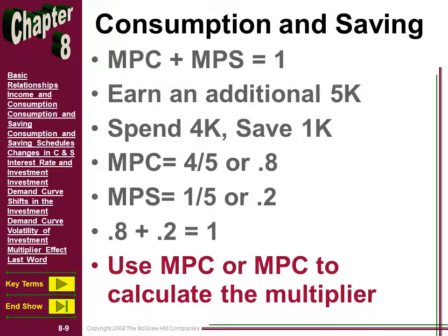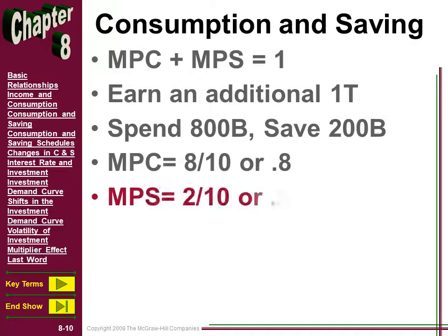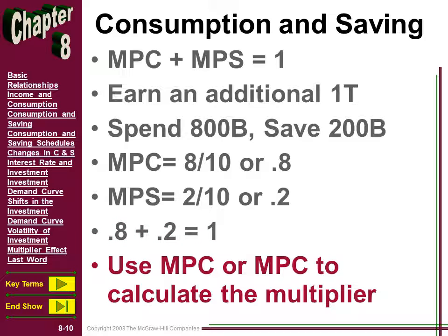What about the nation as a whole? Let's say that the nation as a whole generated an additional $1 trillion worth of income, and Americans spent $800 billion out of the trillion and saved $200 billion out of the trillion. Well, the numbers work out to be the same. The marginal propensity to consume for Americans is 0.8 or 80%, and the marginal propensity to save is 0.2 or 20%. And again, the marginal propensity to consume plus the marginal propensity to save must add up to 1.